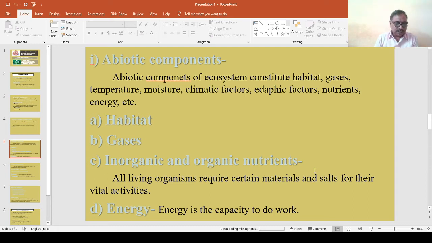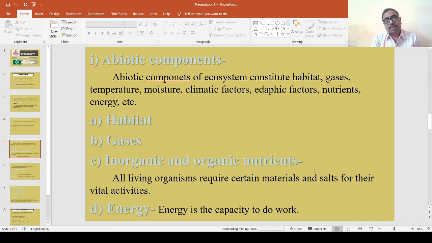Here, our discussion is regarding inorganic and organic nutrients. The plants absorb salt from water in their habitat, and animals require it from water and food. Some minerals such as phosphorus, calcium, sulfate, iron, salt, potassium, etc. are required in a large amount, while some minerals like manganese, copper, cobalt, etc. are required in a small amount.